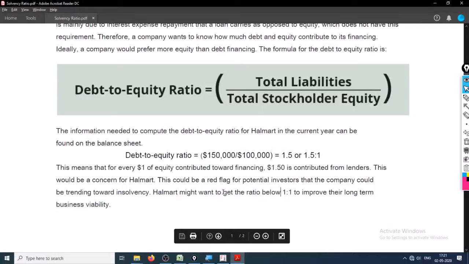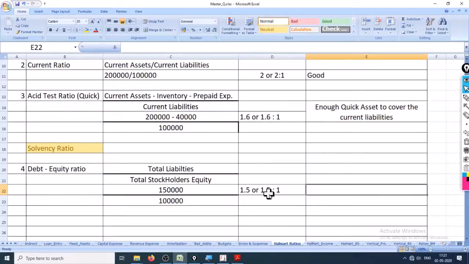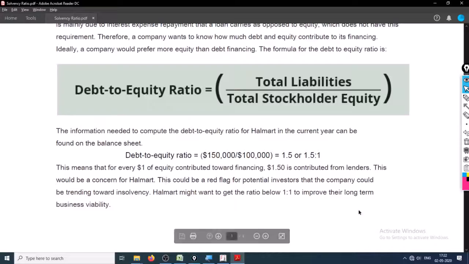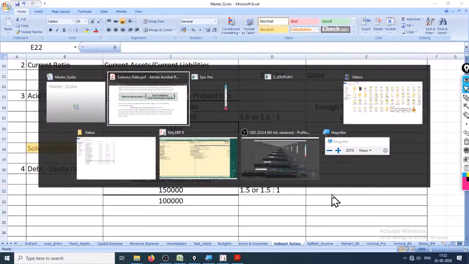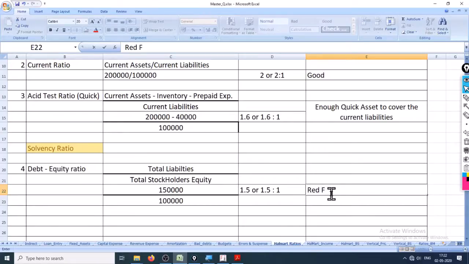So the optimum that the experts created is 1.1:1. Now what it is saying is for every $1 paid by the owner in equity share, we have taken $1.5 loan. Hence, let's write this. This could be a red flag that it has to pay more interest than dividends. What to write? Yeah, red flag to pay more interest than dividend.